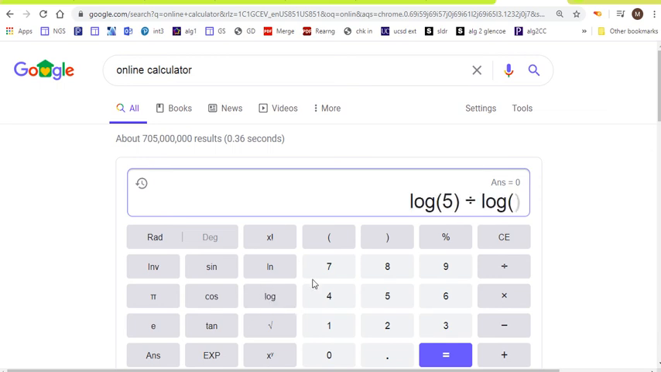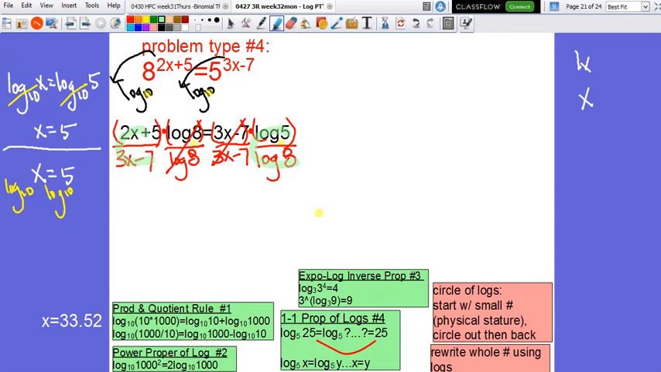Divided by log of 8. And you're going to get 0.77. Okay? So this is equal to, through the online calculator, 0.77. Okay? So as of right now, this is what we have. 2x plus 5 over 3x minus 7 equals 0.77.